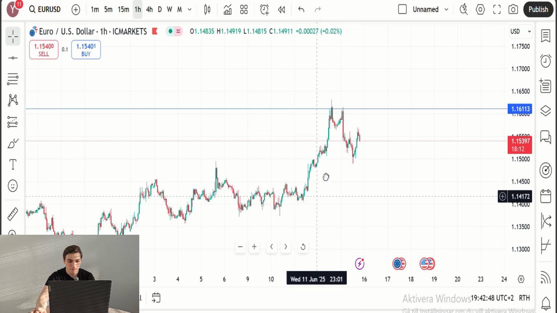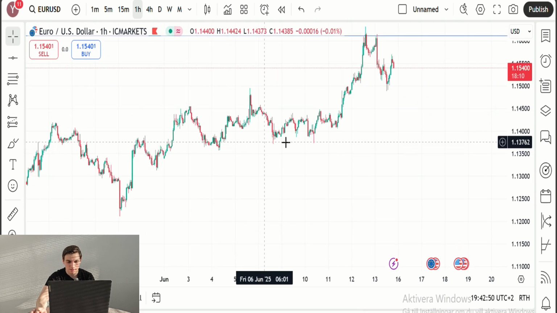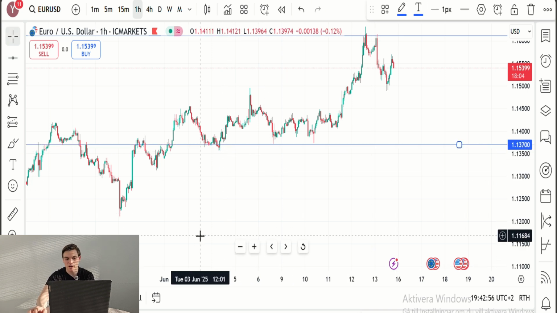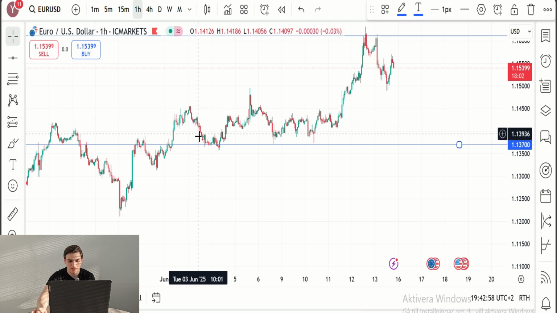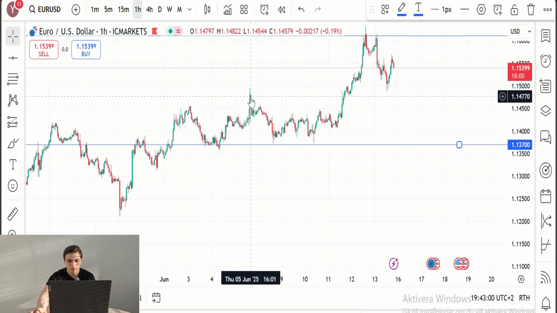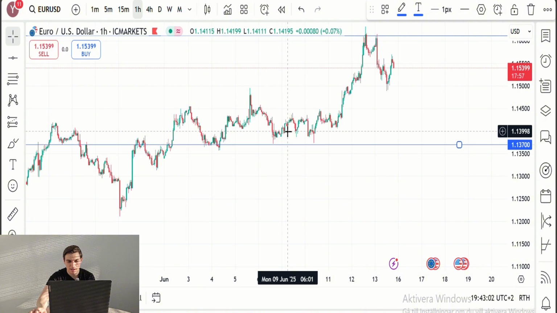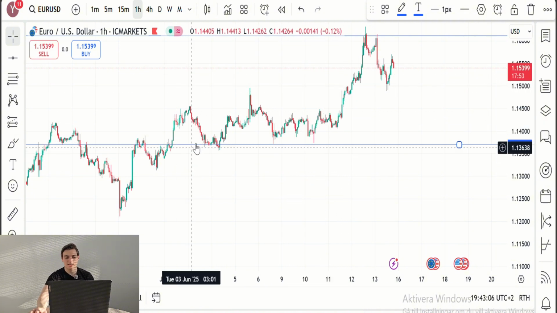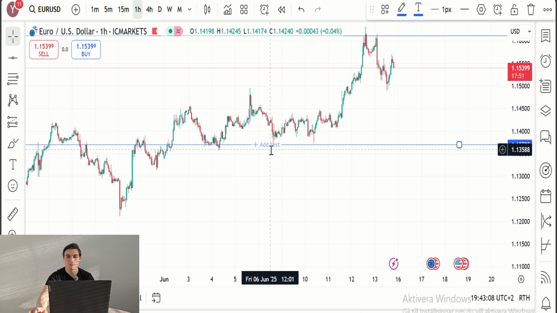Okay? Then if we look under here, we can see this support. Why is this a support? Because price went down, bounced back up, went down again, bounced back up, went down again, bounced up. You can clearly see that this is a strong support because price has failed to move lower.